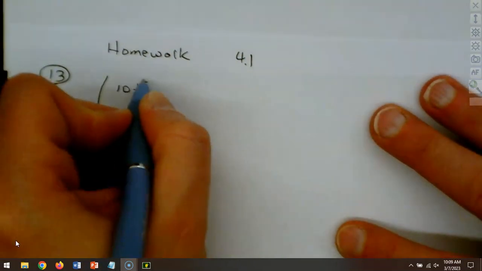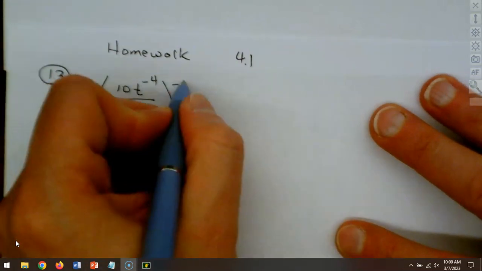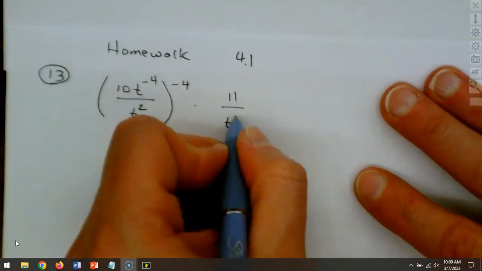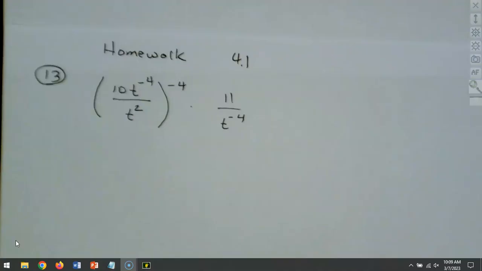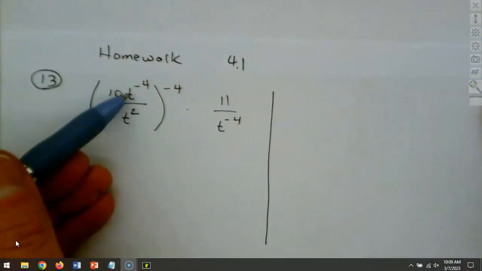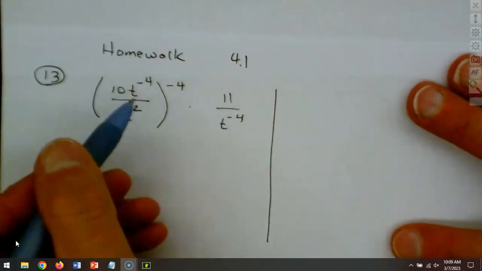So we've got 10 t to the negative 4th over t squared, all raised to the negative 4th power, times 11 over t to the negative 4th. What I always like to do first is parentheses, and that may require the product or the quotient rule inside. So let's take our first step and look inside our parentheses here. Now, what do we have inside the parentheses? This is going to be my work over here.